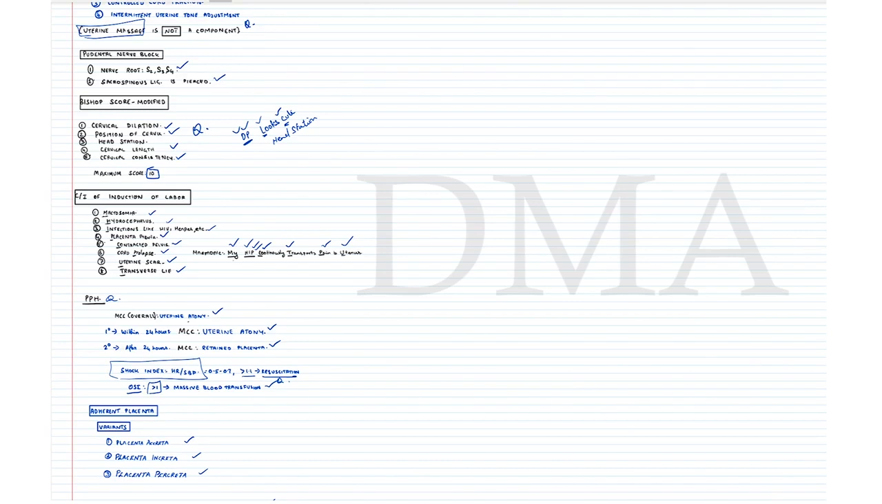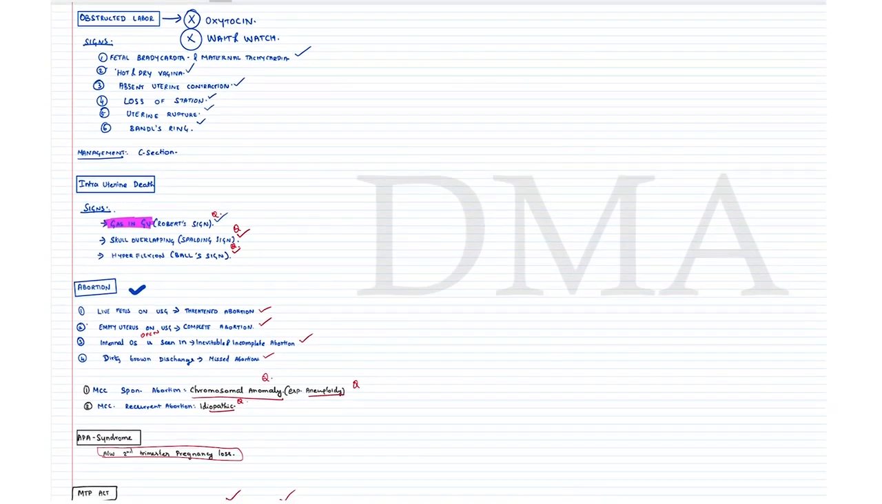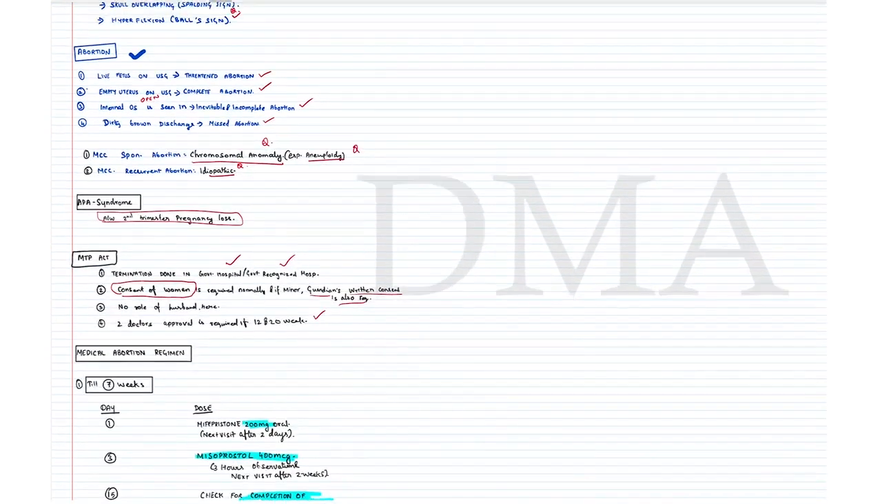Okay, so PPH, postpartum hemorrhage: uterine atony is the most common cause. And in obstructed labor, no wait and watch, no oxytocin. Next, gas in great vessels, IUD. Skull overlapping, IUD. Hyperflexion, IUD. That is Roberts sign, Spalding sign, and Ball sign.